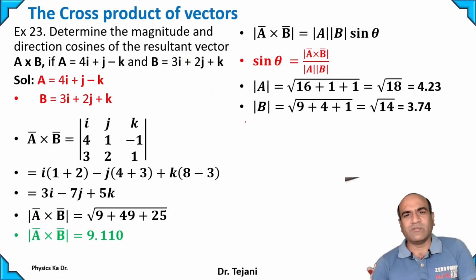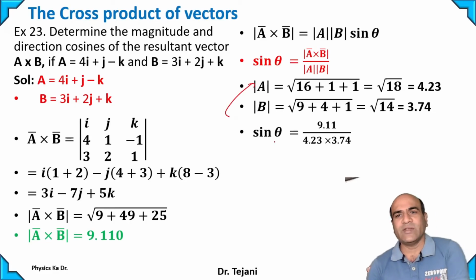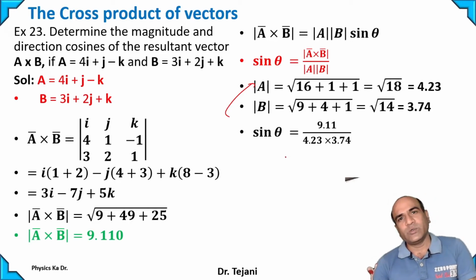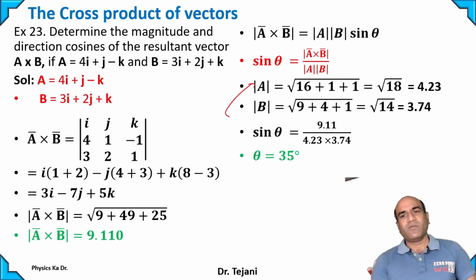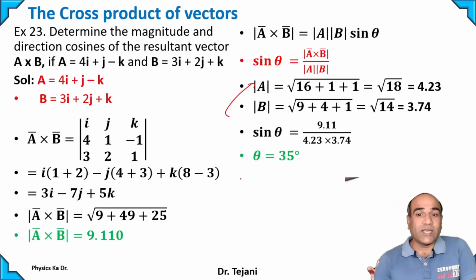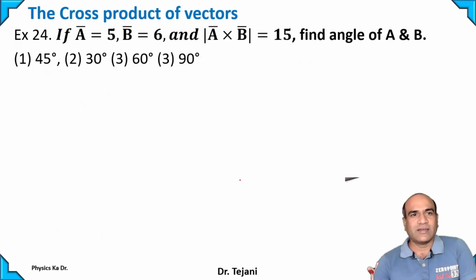Put all these values in the above equation, and you will get sine theta is equal to 9.11 divided by 4.23 multiplied by 3.74, and the answer is theta is 35. Theta is 35. It's a very simple question. Let's go to another one.